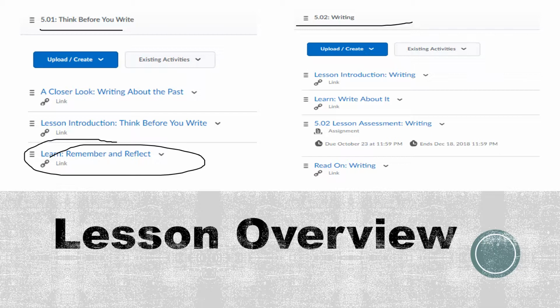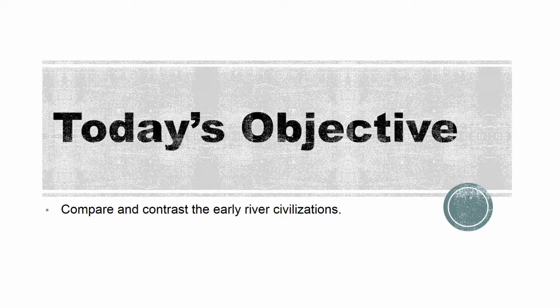And so we're going to use some graphic organizers and we are going to organize our information before we actually write our essay. And in Unit 5, Lesson 2, this is a teacher grade assignment. Make sure that you follow all of these lessons step by step, and they will help you greatly in writing your essay. So for today's objective, simply, we are comparing and contrasting the early river civilizations. Obviously, we will do this in essay style.